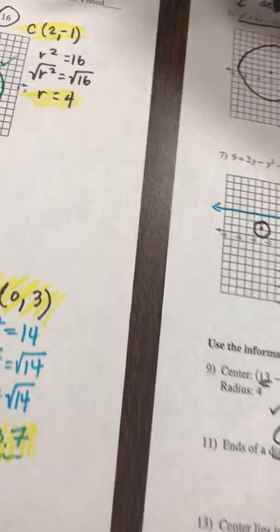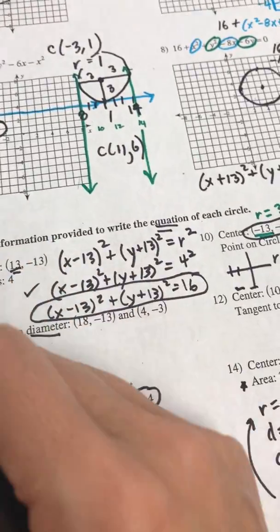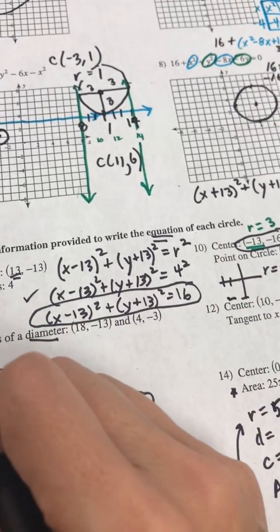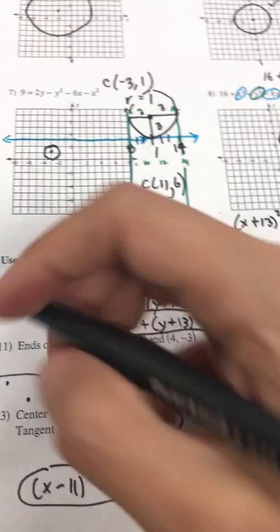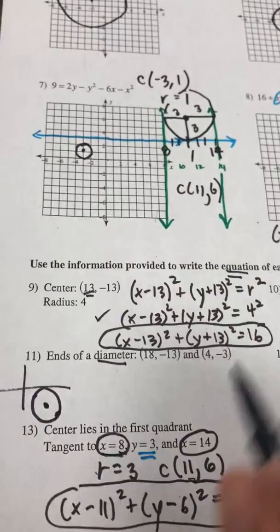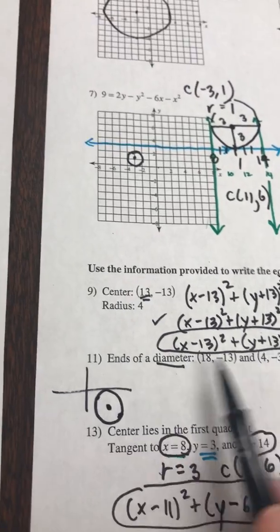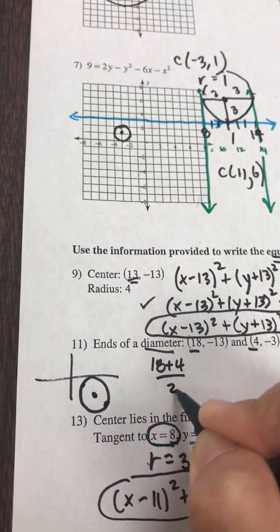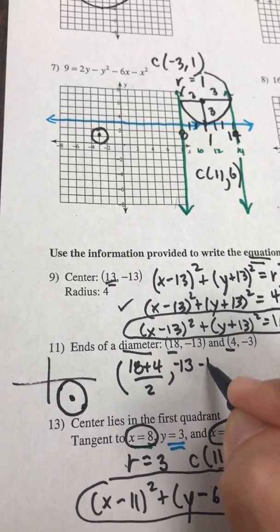Okay, so with this one as my only one left, I'm going to graph it and see what strategy works here. I got 18, -13, 4, -3. So that's my diameter. So somewhere in the middle here has got to be my center, and I have to have a center in order to make this. So you have to use the midpoint formula. That's where you add the 2 x values and divide by 2. And you add these 2 y values and divide by 2.